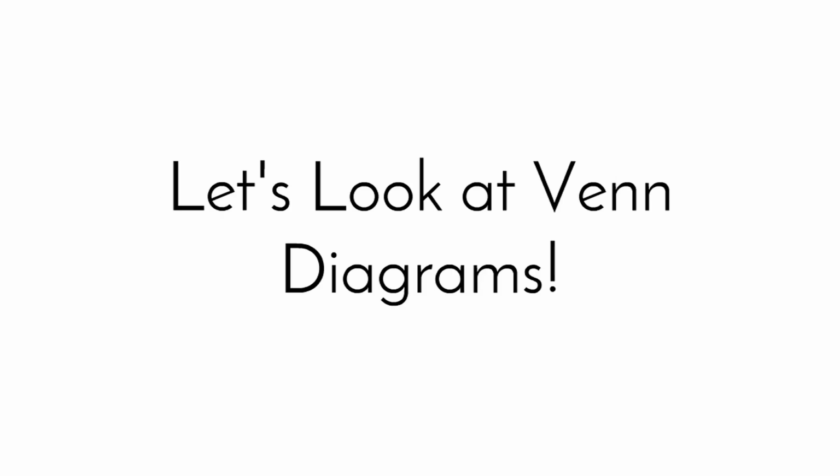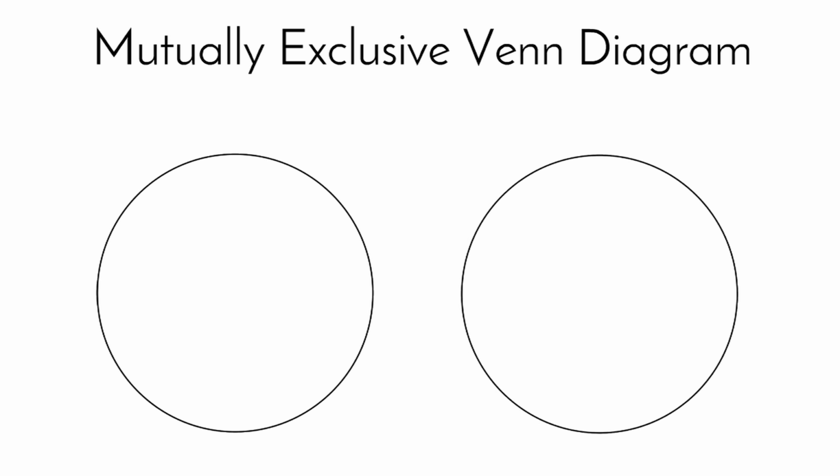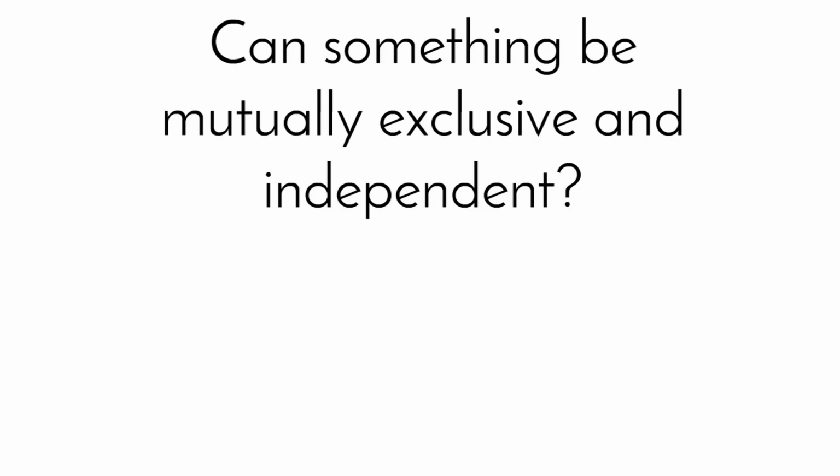Let's take a look at some Venn diagrams of this. Over here, I've created a Venn diagram to show what mutually exclusive looks like. Notice that there's no overlap here at all. If this is event A here, and this is event B, they can't both happen, so they're totally separate. There's no overlapping area in these Venn diagrams at all.